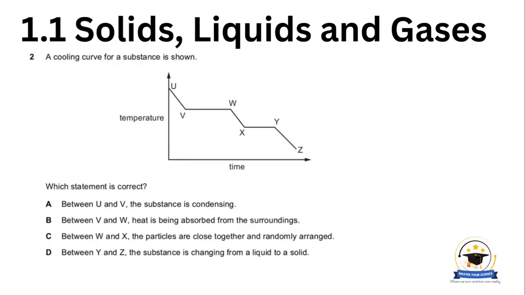Let's take a look at this cooling curve taken from the February-March paper of 2025. Remember that when looking at heating and cooling curves, the slanted lines are the ones that show the substance at a specific state, while the horizontal lines show the points where a change of state is taking place, such as melting, boiling, or condensation. So since we are looking at a cooling curve, we start off with a gaseous substance. Therefore, between U and V, the substance is a gas.